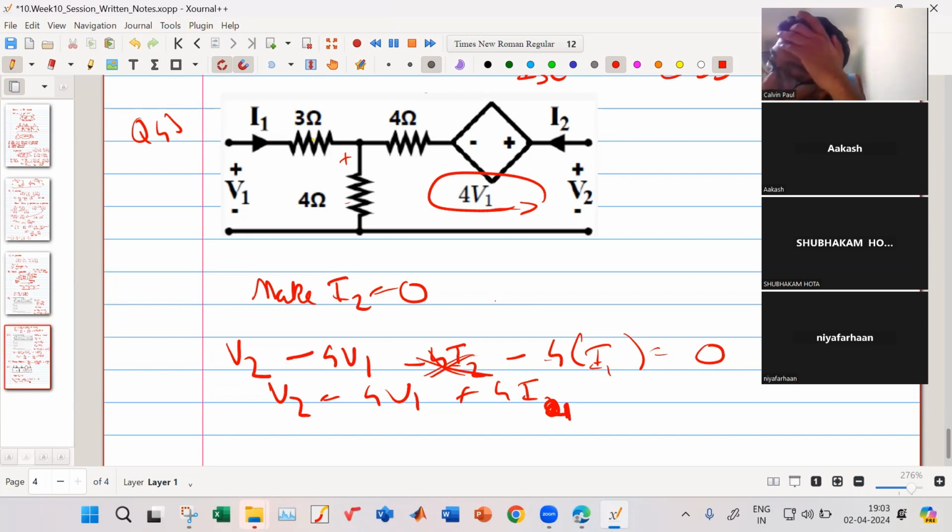But how do you know what is Z12? Yes sir. Z12 equal to V1 by I2.